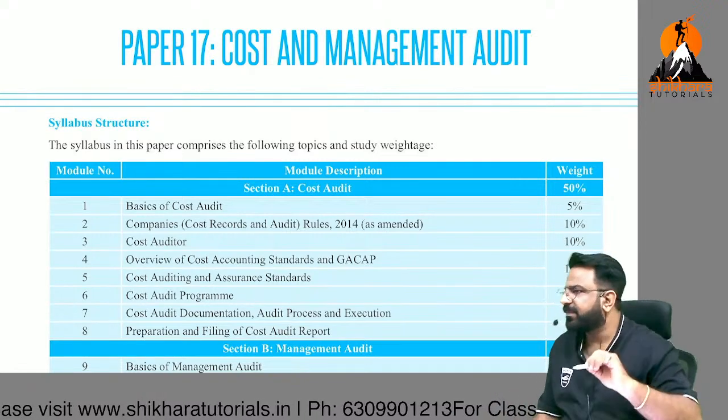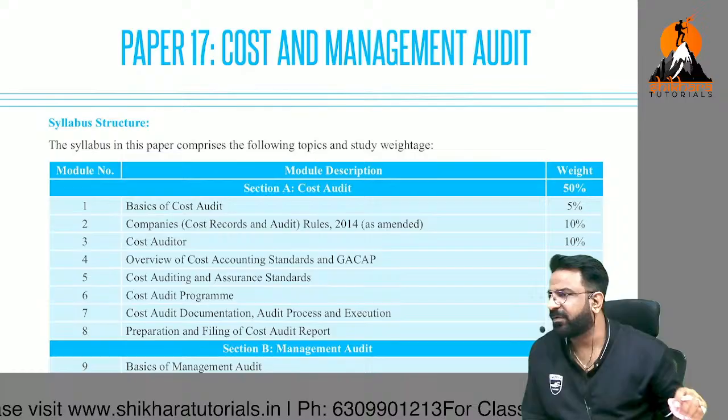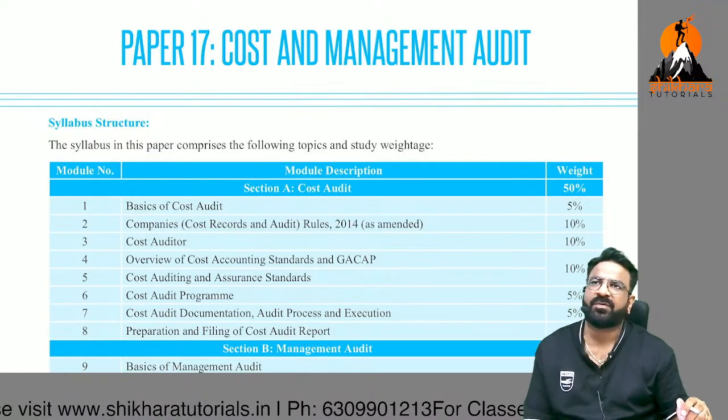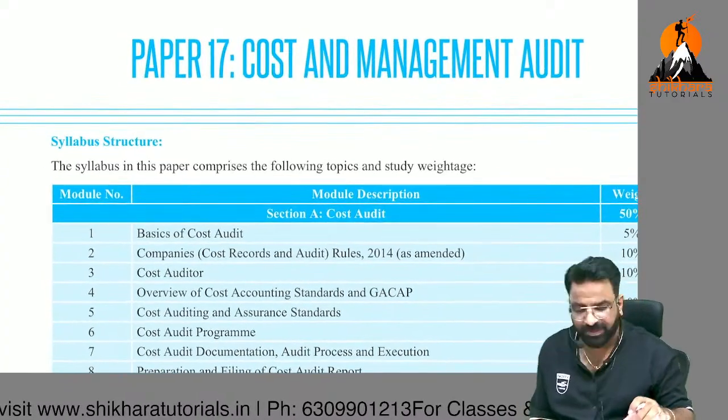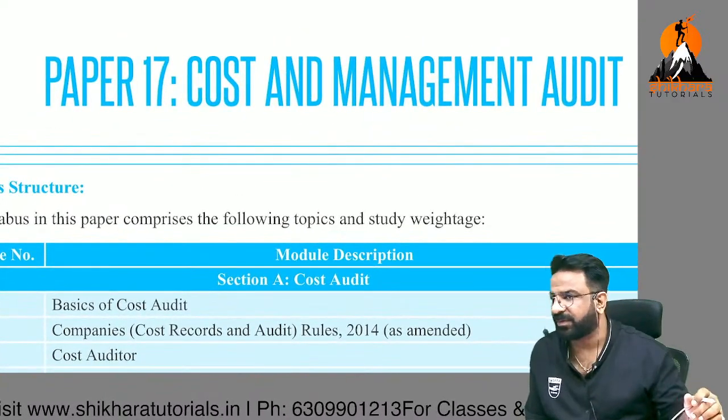My name is Rohit Grover. I'm a qualified chartered accountant. I'm a qualified CMA as well. So I'll be taking care of your paper number 17, cost and management audit, right?